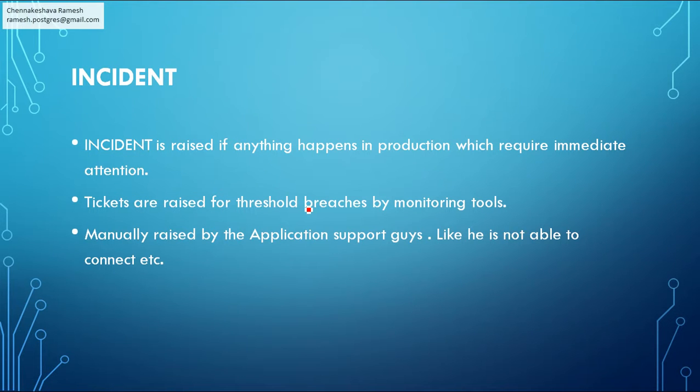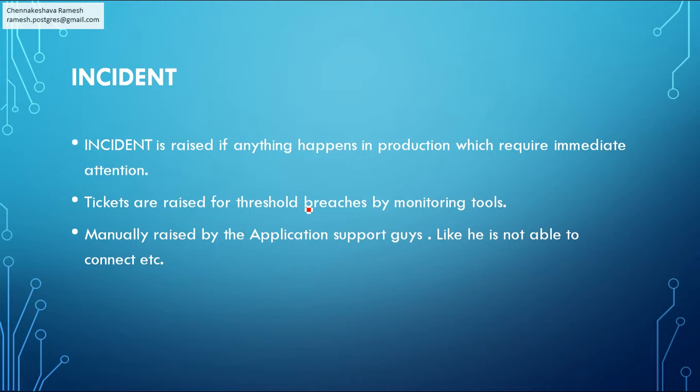Now, an incident is something which happens immediately. So something has happened and we have to address it. That is called an incident. Say for example it's a production system. The databases are up. Suddenly the database has gone down. So now that is an incident. So the DBA has to log in, check why it has gone down. So first he has to bring up the database. So this kind of thing is called an incident.